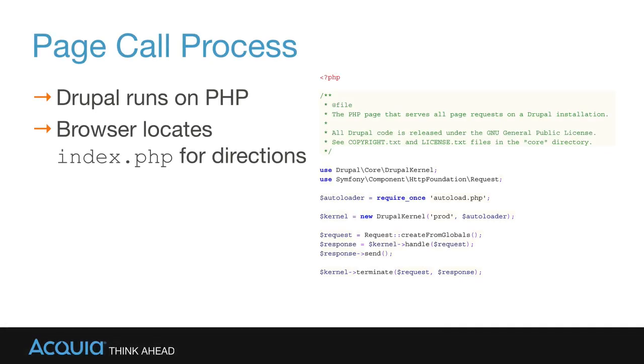All right, let's talk about the page call process. Drupal 8 utilizes an architecture where the index.php file acts as a front controller. Drupal runs on PHP. The browser locates index.php for all of the directions that it needs.